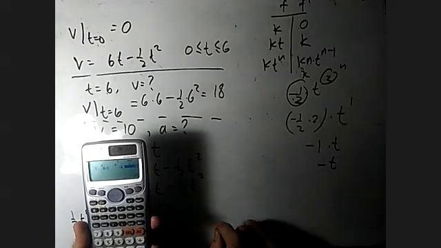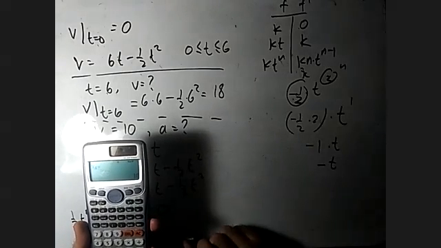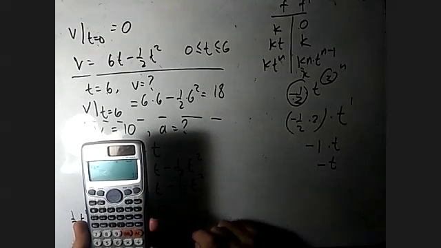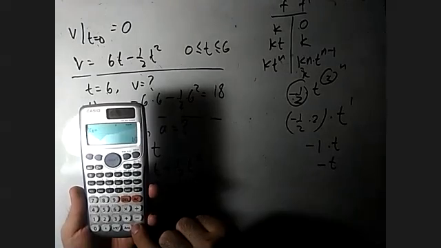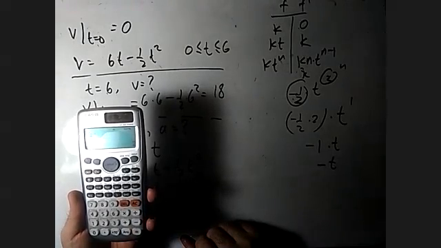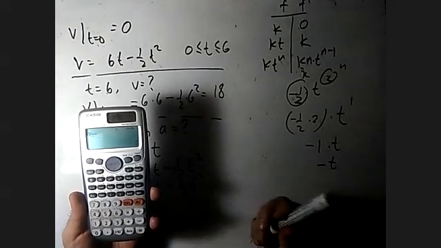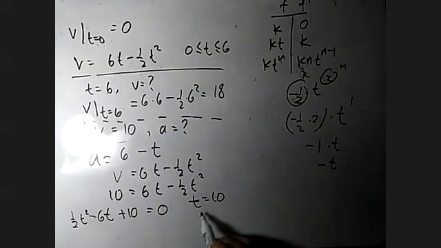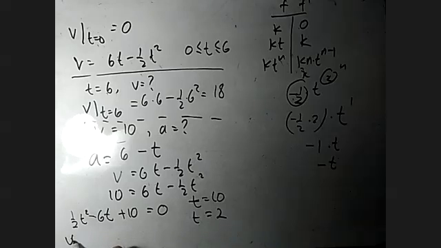After this, we can press equals again and we get the first answer. The first answer is 10. Press equals one more time here, and the result is 2. So we have two answers, either 2 or 10. So t equals 10 or t equals 2. This is how we're going to use the calculator, with a equals half, b equals minus 6, and c equals 10. And that's the result.